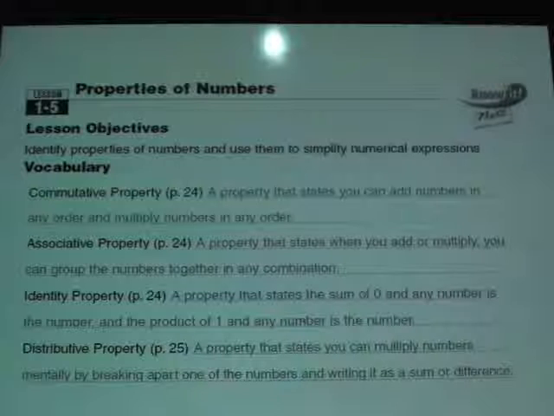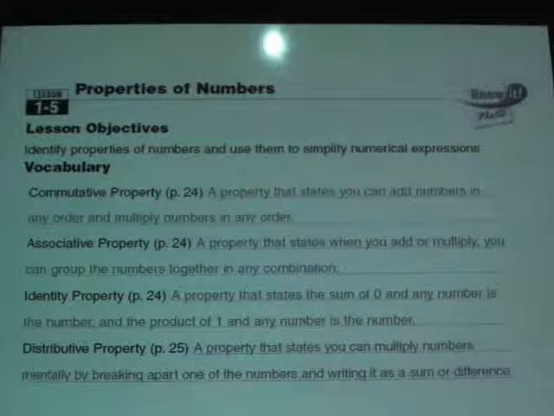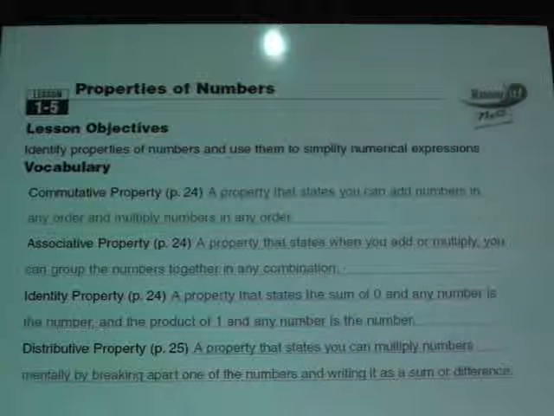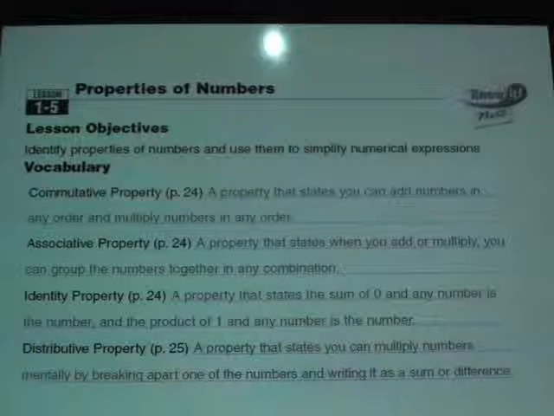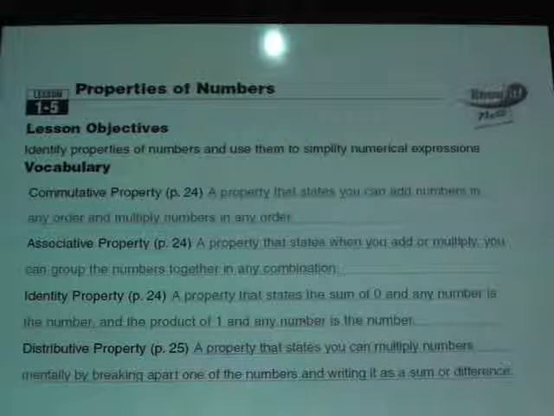addition and multiplication anyway. And what the property says is that I can change the order of the numbers around and still get the same result. For instance, 3 plus 2 is the same thing as 2 plus 3. Yes, different problem, but the same two numbers presented in a different order. Either way, the result is 5. That's what the commutative property says. The commutative property says I can change that order around and still get the same result.